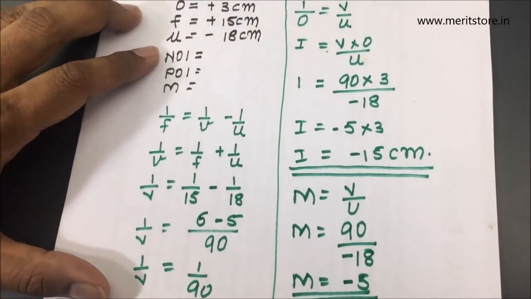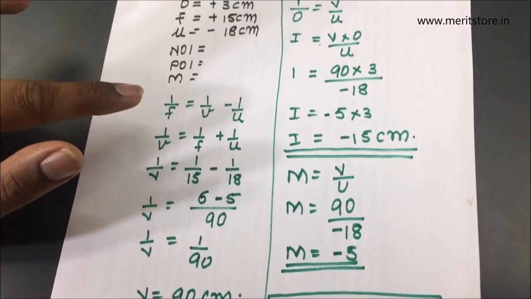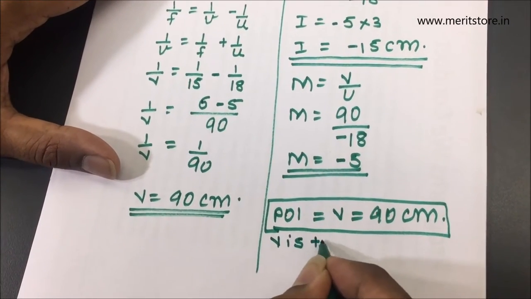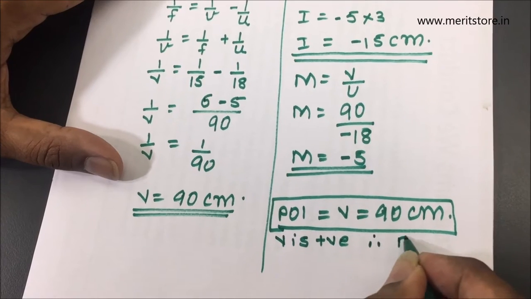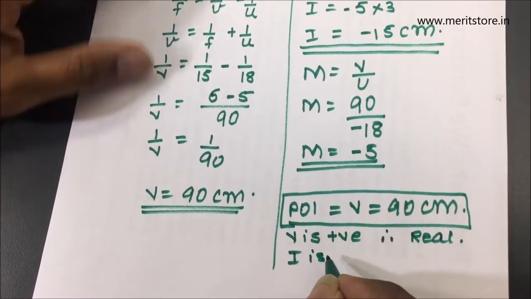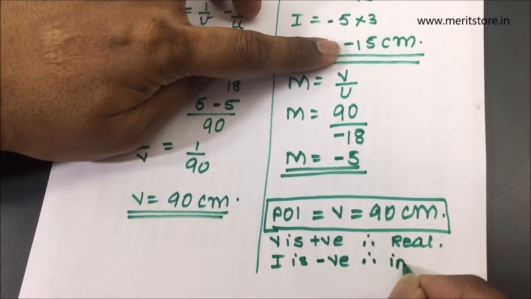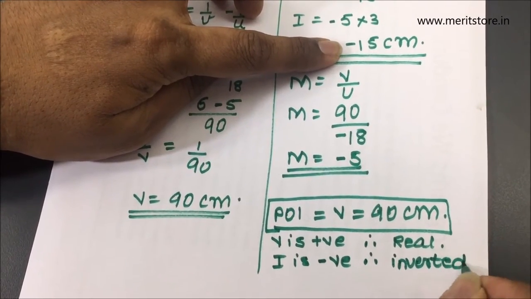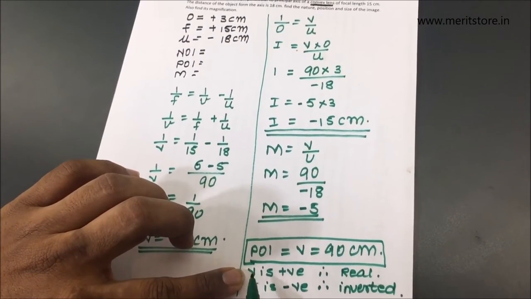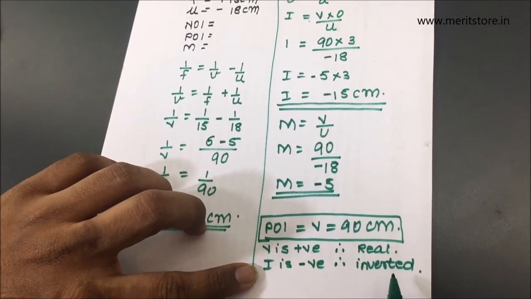What's the next thing they're asking? Nature of the image. What is the nature of the image? Is it real or is it inverted? Now you tell me, real hai ki inverted hai? V is positive. Therefore, it is real. What is I? Is I positive or negative? I is negative, therefore inverted. So you understood this? Always this is true. Whenever V is negative, it is virtual. V is positive, it is real. I is negative, it is inverted. I is positive, it is erect.